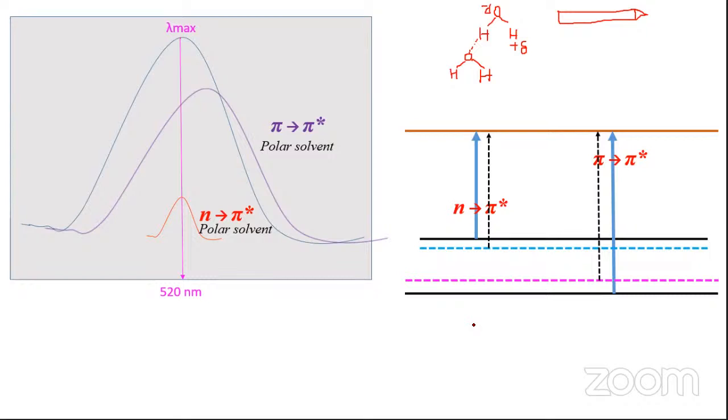So now what happens for the pi to pi star transition when it is in polar solvent? The energy of the transition slightly gets reduced, while the energy of the n to pi star transition in the polar solvent increases, because non-bonding electrons slightly drop their energy. They are trying to become more stabilized. So there is a shift again in the n to pi star transition.